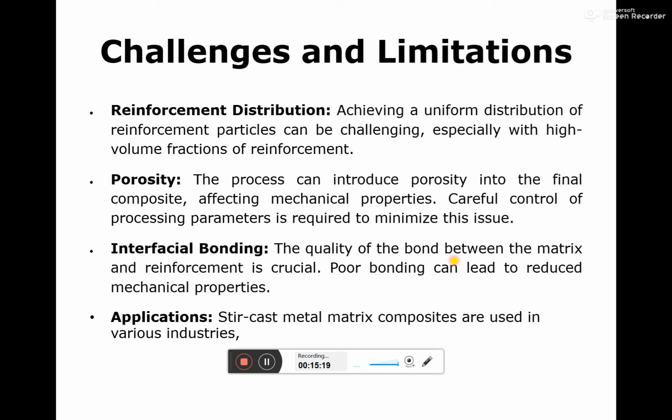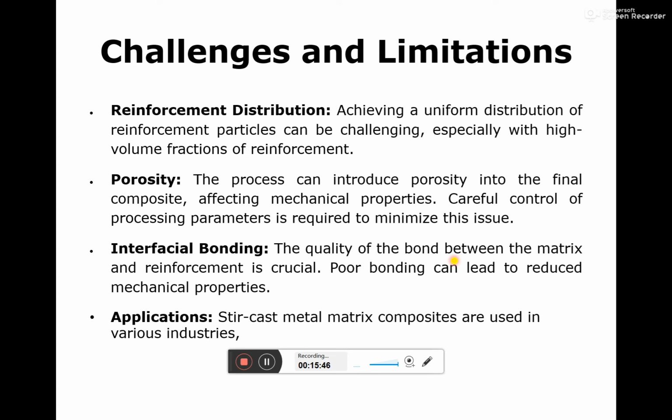Okay. And porosity: the process can also introduce some porosity into the final composite, which will affect the mechanical properties. Whenever any casting or any product has porosity, it will definitely affect the mechanical properties. So we have to continuously maintain the appropriate temperature and stirring actions.